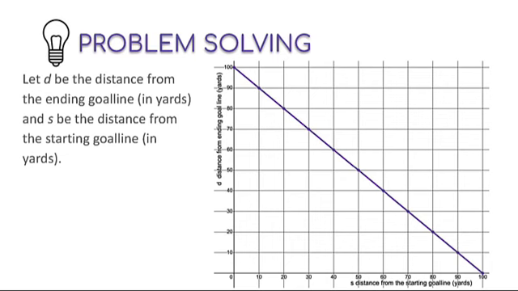We start by defining our variables. Let D be the distance from the ending goal line in yards, and S be the distance from the starting goal line in yards. We label our axes with the variables to make sure we have a clear understanding. Now, when we're 0 yards away from the starting goal line, we know we're 100 yards away from the ending goal line. For each 10 yards we move towards the ending goal line, we move 10 yards away from the starting goal line. This results in the linear graph that we see.